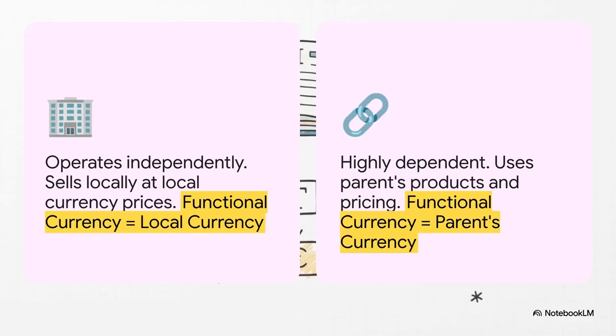Well, this slide shows you the two ends of the spectrum. On one side, you have a subsidiary that's basically a standalone business. It operates independently in its local market. In that case, its functional currency is its local currency. But on the other side, you might have a subsidiary that's really just an extension of the parent. It's totally reliant on it. In that case, its functional currency is probably going to be the parent's currency. The key question is always, how much autonomy does it have?